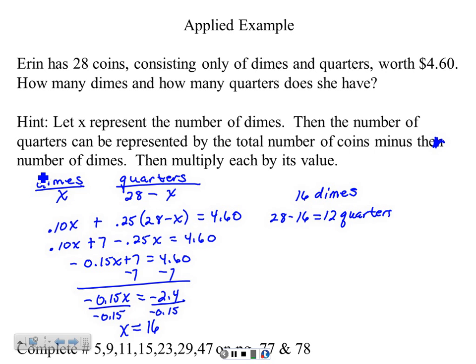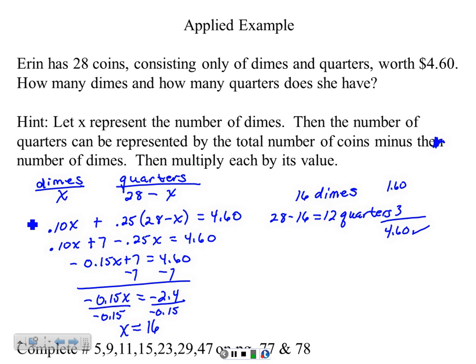And again, we can check our work. 16 dimes is going to be $1.60. And 12 quarters is going to be $3. And if we add those two together, that's going to give us $4.60. So it does check out.